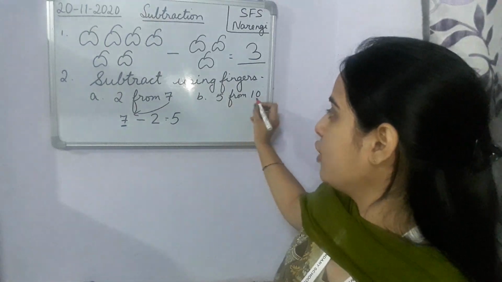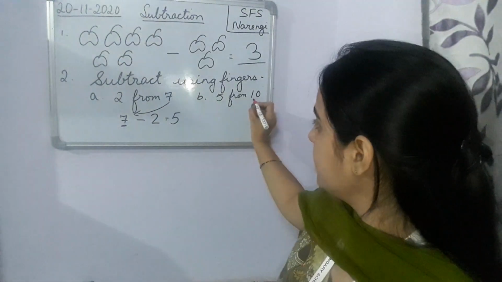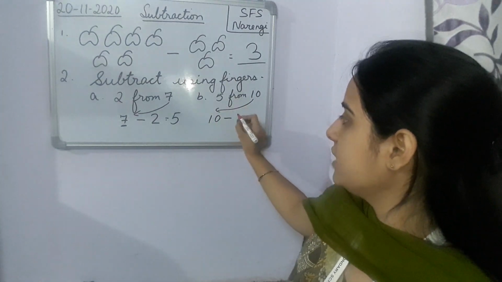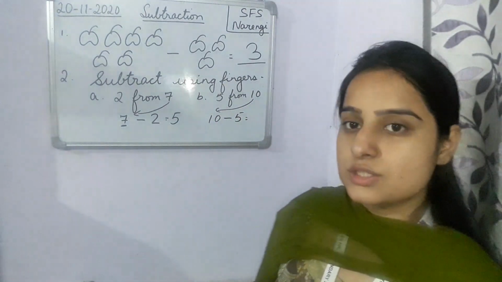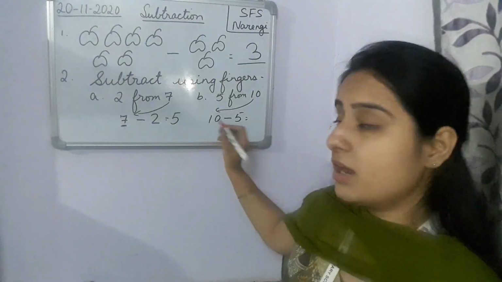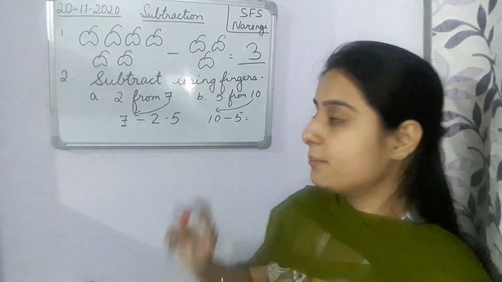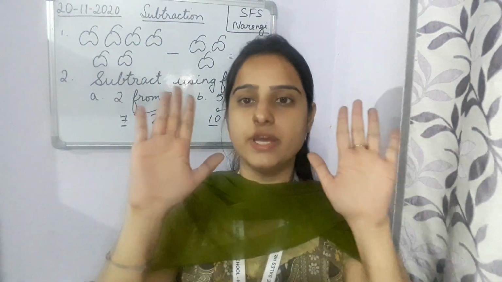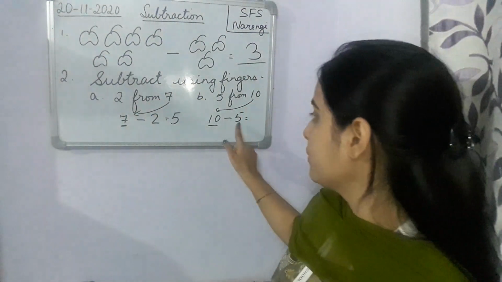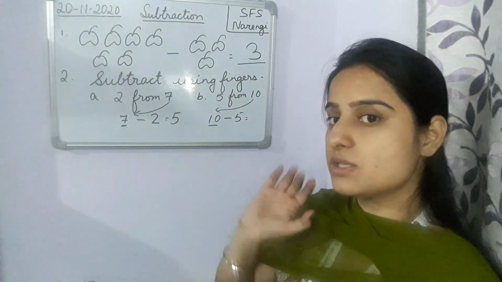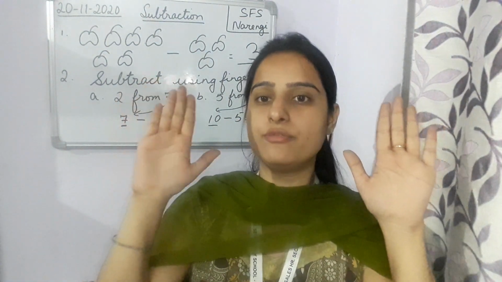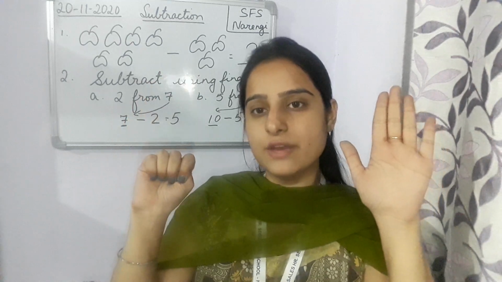Next, 5 from 10. The bigger number is 10, it will come here. From means minus, then we'll write the smaller number. So, how many fingers will you open? Bigger number is what? 10. So, you open 10 fingers, children. Now, you cancel. Minus means you cancel 5 fingers. So, in one hand, how many fingers are there? 5 fingers. So you close 5 fingers.